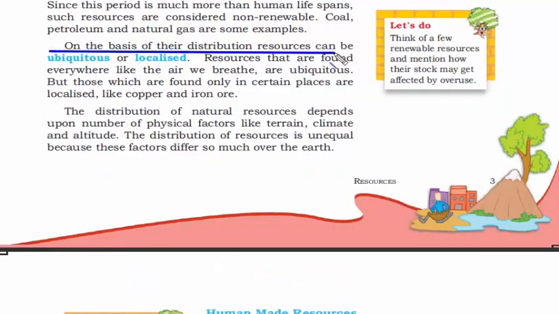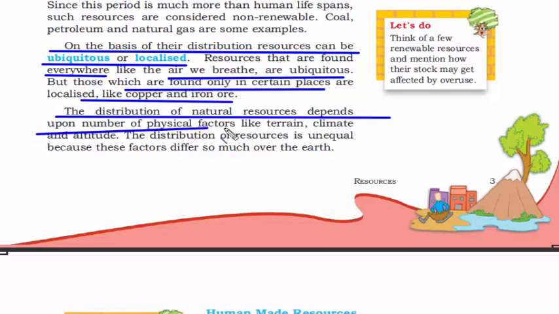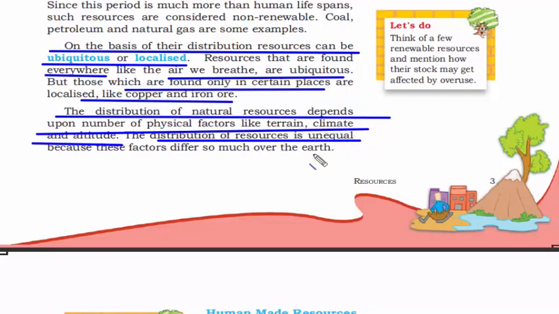Based on the distribution, resources can be divided into two categories, ubiquitous and localized. The meaning of ubiquitous is it is found everywhere, like air, and the meaning of localized is which is found only in certain places, like copper and iron ore. So this is an important point. The distribution of natural resources depends upon a number of physical factors like terrain, climate and altitude. And always remember, distribution of resources is unequal. That's why we have iron ores and other mineral resources at specific places and not all over the country.